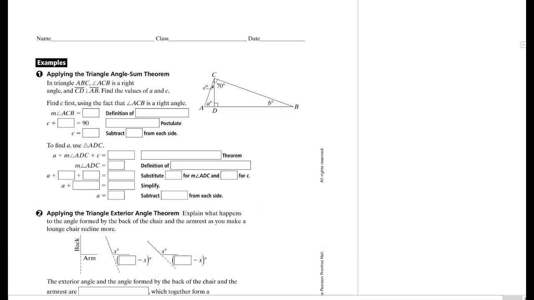Continuing on to page 58, here are some examples. So if we apply the Triangle Sum Theorem, we have this triangle here, and I see an A, I see a B, I see a C. Probably going to have to find out the values, right? We can do that.